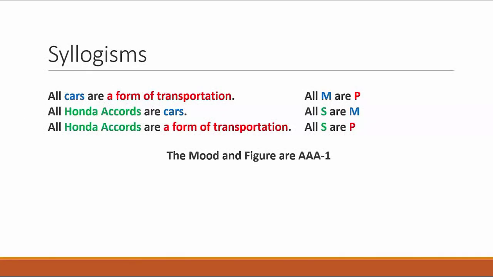The conclusion is a standard form claim, such as all S are P, no S are P, some S are P, or some S are not P. The predicate term in the conclusion must appear in the first premise. The subject term of the conclusion must appear in the second premise, and the middle term appears just once in each premise.